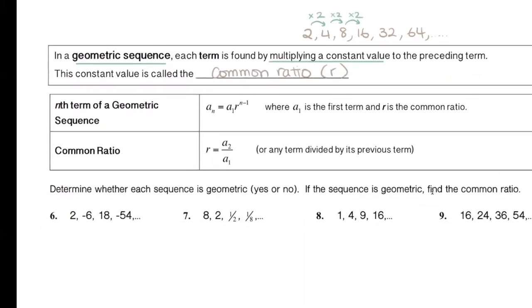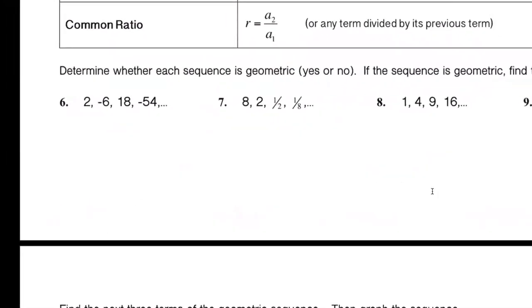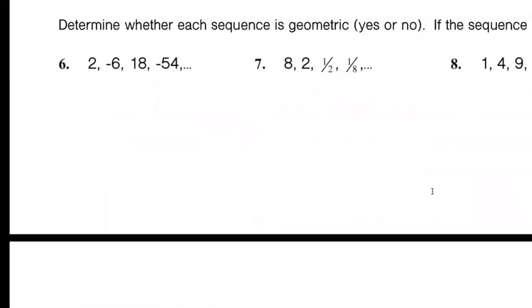And just like the arithmetic sequence, we have a formula for the nth term of a geometric sequence. This is the formula we're going to use. But before getting into that formula, let's get used to these geometric sequences. So number 6, go ahead and tell me yes or no, and if yes, tell me what R is equal to. In the chat, yes or no, and if yes, tell me what R is equal to.